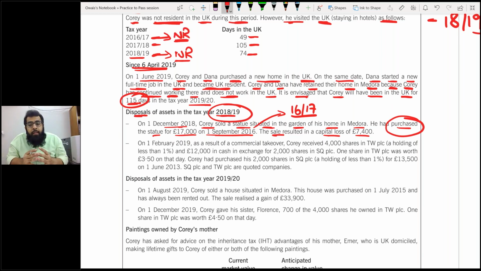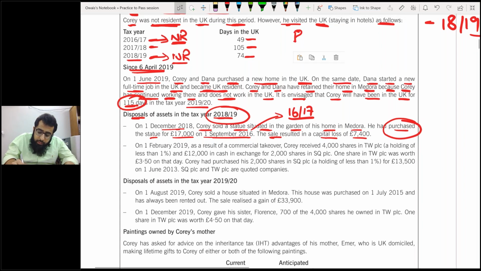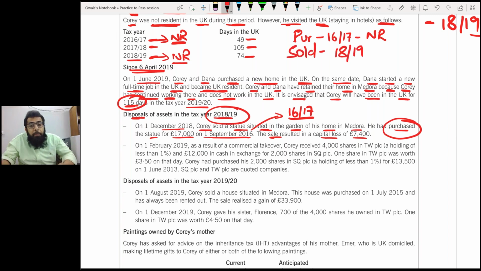Hello everyone. I have a question. Purchase in 16/17, you were non-resident. Sold in 18/19, you were non-resident. What will be the impact of tax? Please tell me. I'm waiting for your answers.